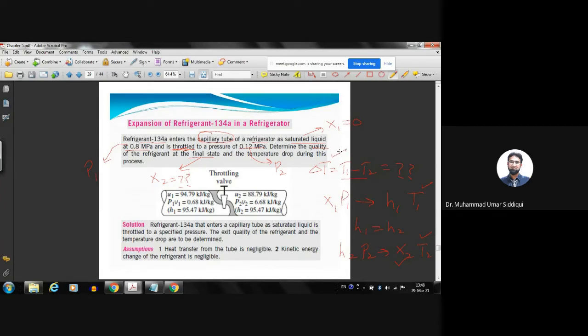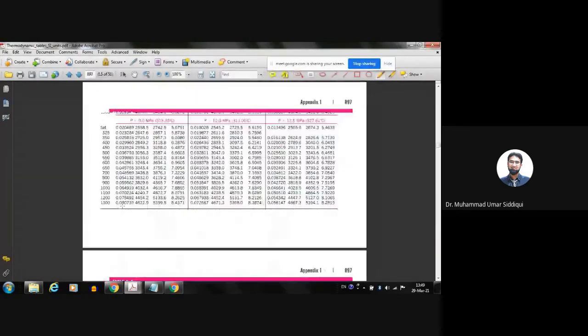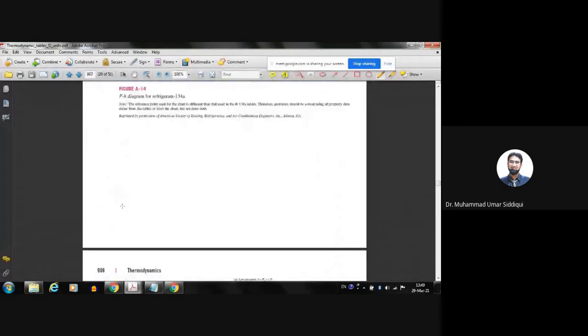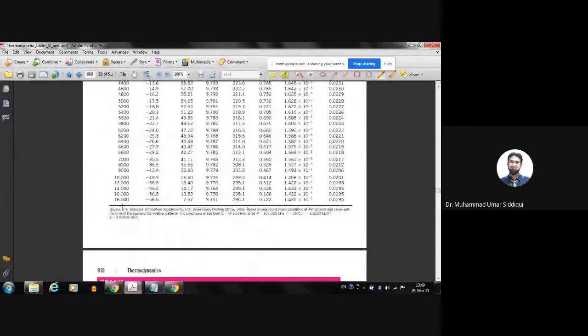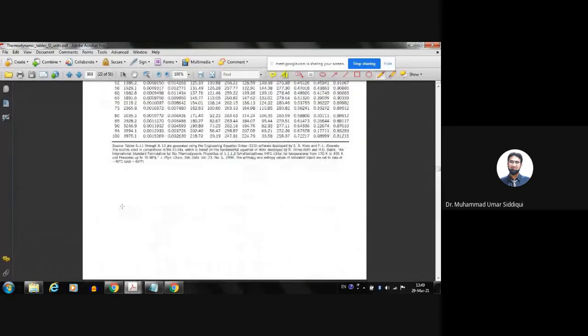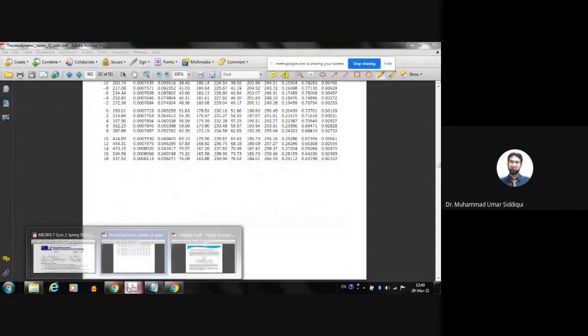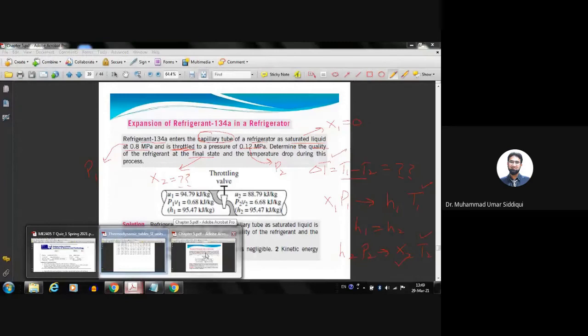First, let's have a look at the solution. We have R134A as saturated liquid at 0.8 megapascal. So let's go to 0.8 megapascal and see the saturated liquid value for R134A. What were the conditions? 0.8 megapascal.